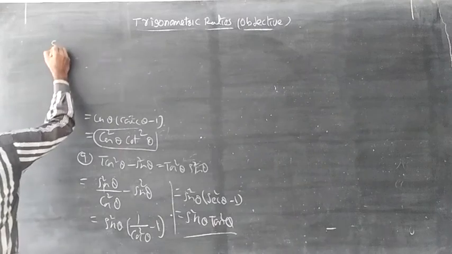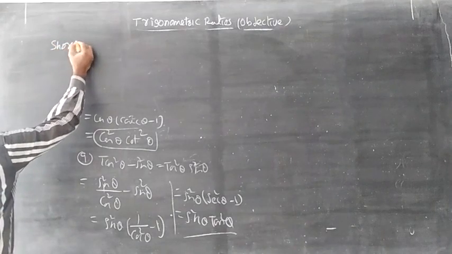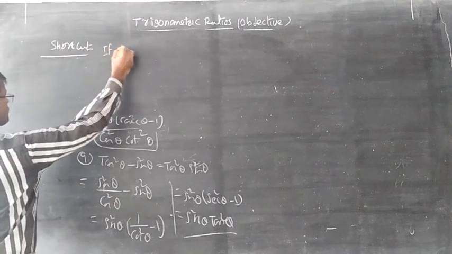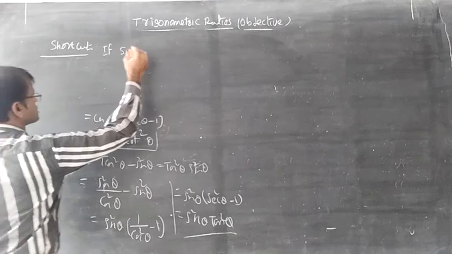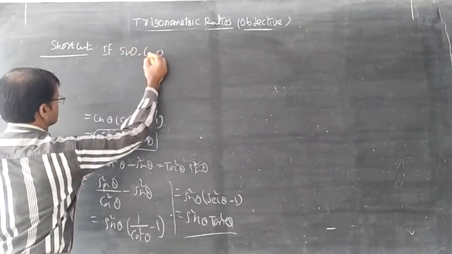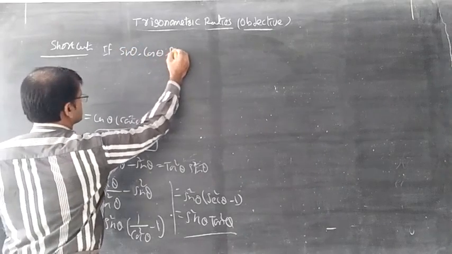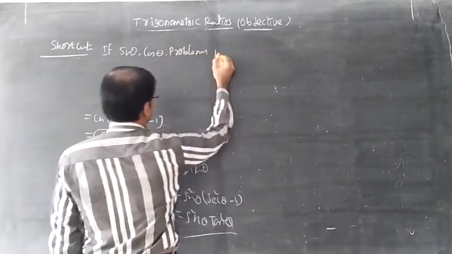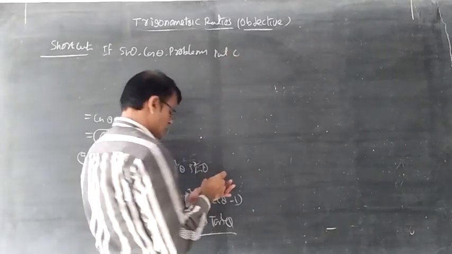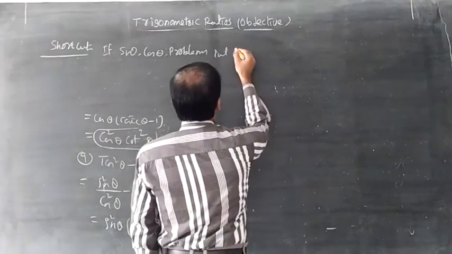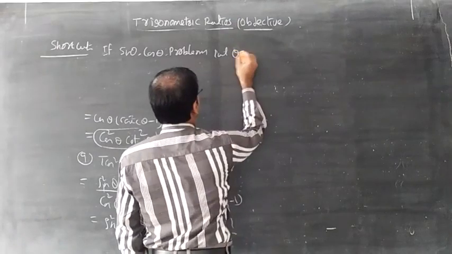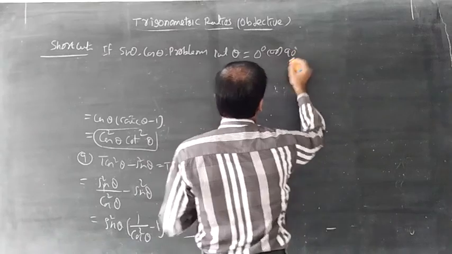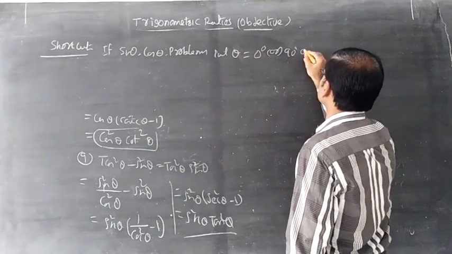Next, regarding this chapter, some shortcuts I want to discuss. If you face problems regarding sin theta, cos theta, put theta is equal to 0 degrees or 90 degrees. Theta is equal to 0 degrees or 90 degrees according to the sum and rate.